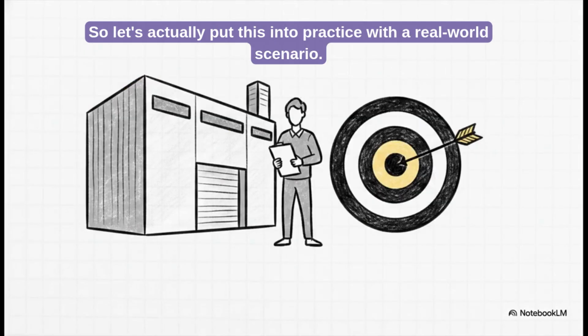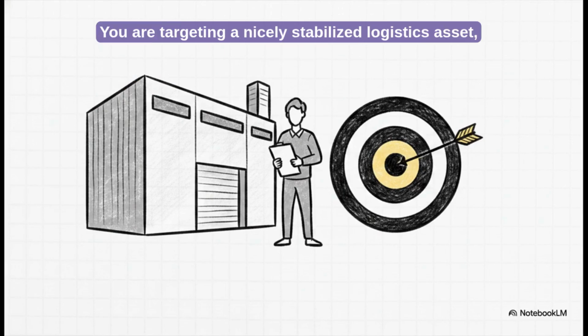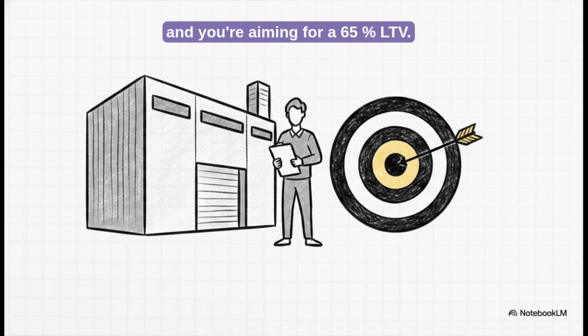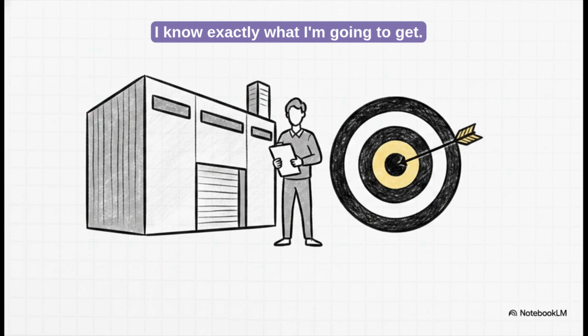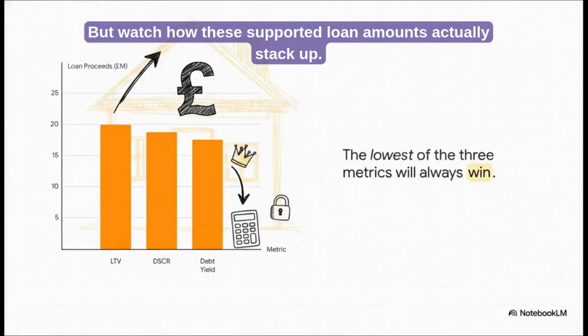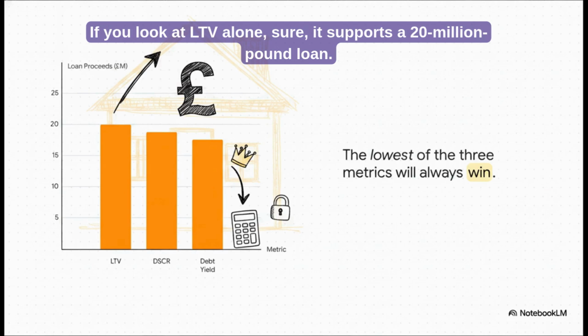So let's actually put this into practice with a real-world scenario. Imagine you are the sponsor. You are targeting a nicely stabilized logistics asset, and you're aiming for a 65% LTV. You run the numbers on the appraised value and you think, okay, I know exactly what I'm going to get. But watch how these supported loan amounts actually stack up. If you look at LTV alone, sure, it supports a £20 million loan.